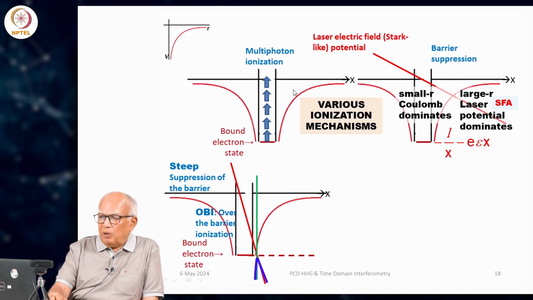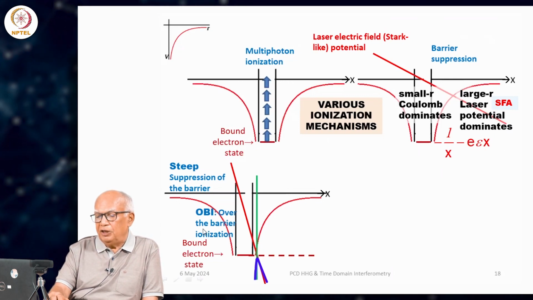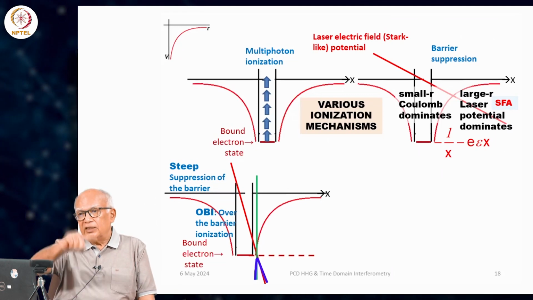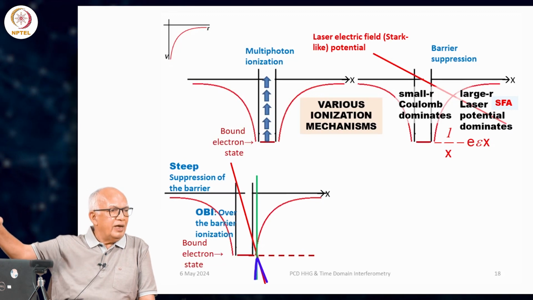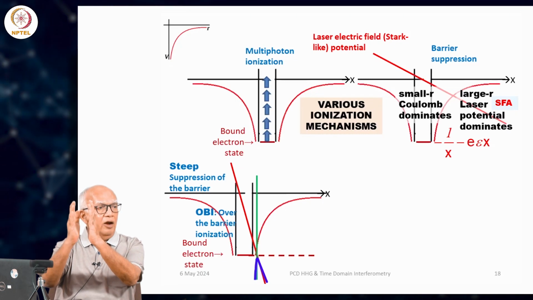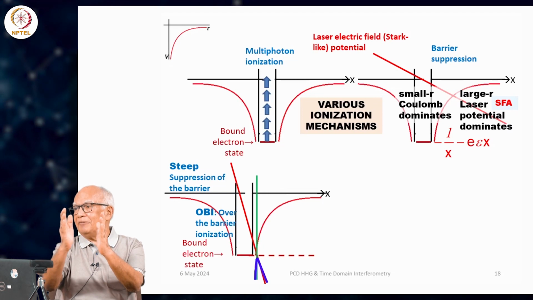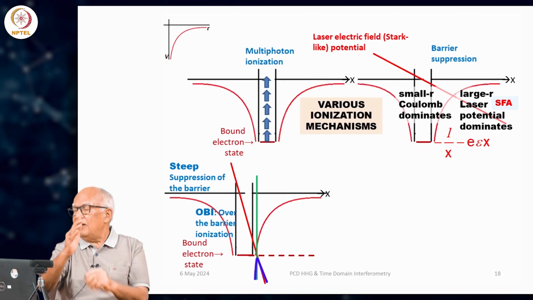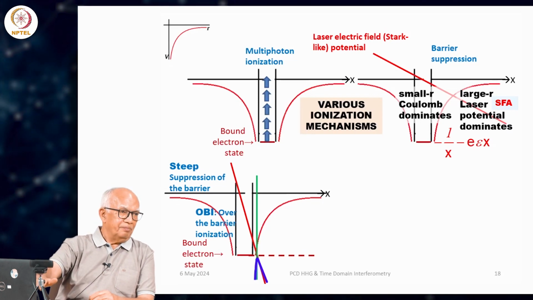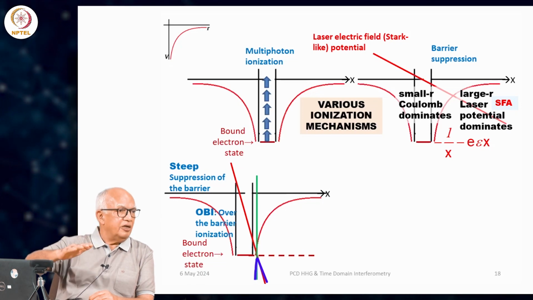So, one ionization process we discussed is multiphoton ionization, then you have OBI, over the barrier ionization. And now you remember the previous figure in which you had the sinusoidal electric field vector, and it reached the maximum only in a narrow time interval. Outside that, it does not have enough amplitude to suppress the barrier to this point, but if it is in that window, it can suppress the barrier to this.